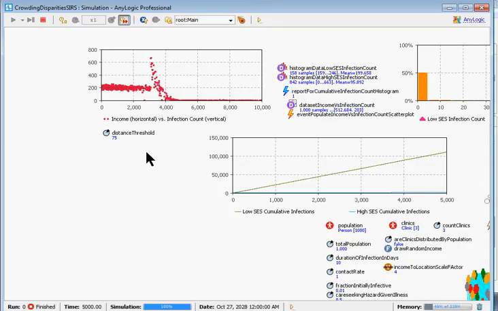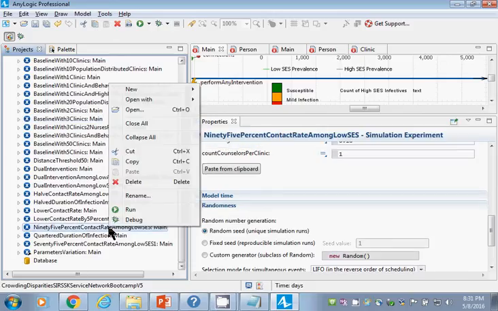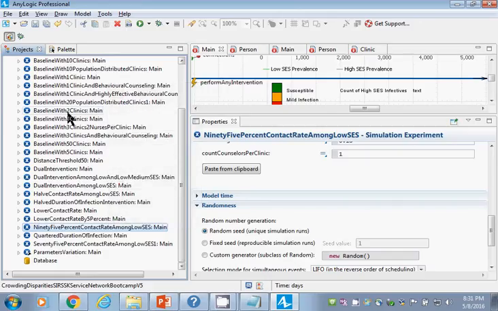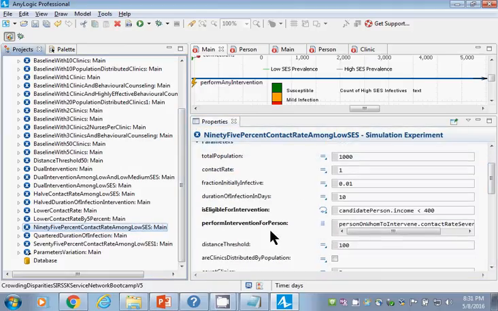And so in these models, we may, for example, wish to have interventions that focus on low SES people. So down here there's a scenario which says focus on low SES, 95% contact rate among low SES individuals, for example. Here we're going to have a lower contact, and we do, in fact, have 5 clinics in place as well. And you know, we could test the outcomes on this.